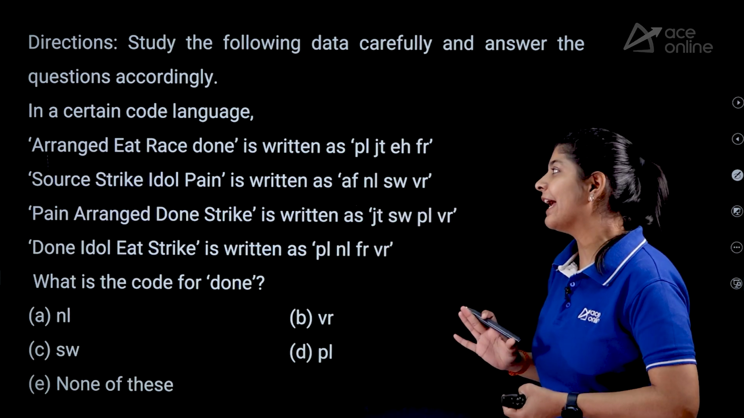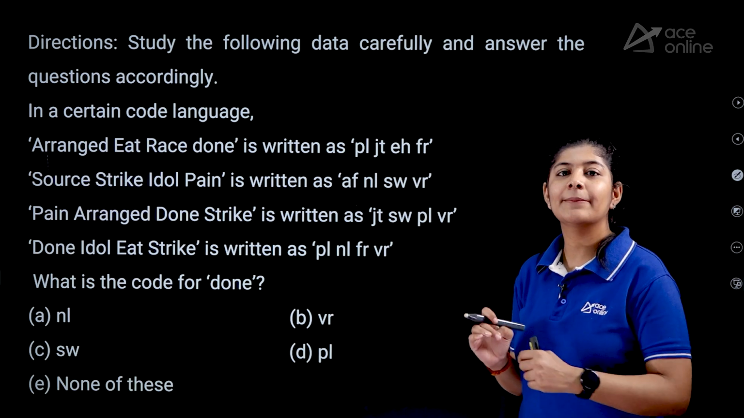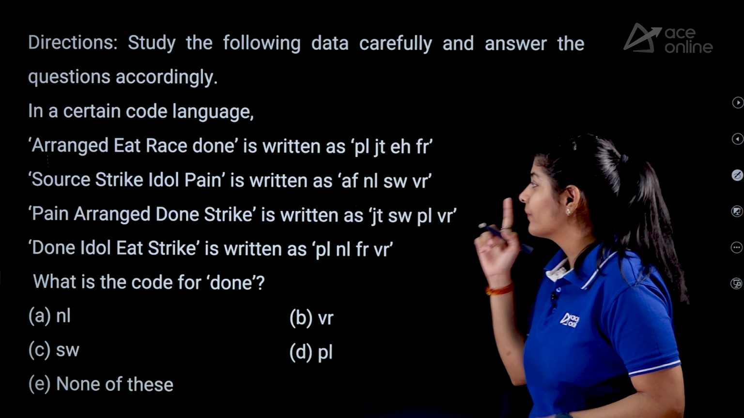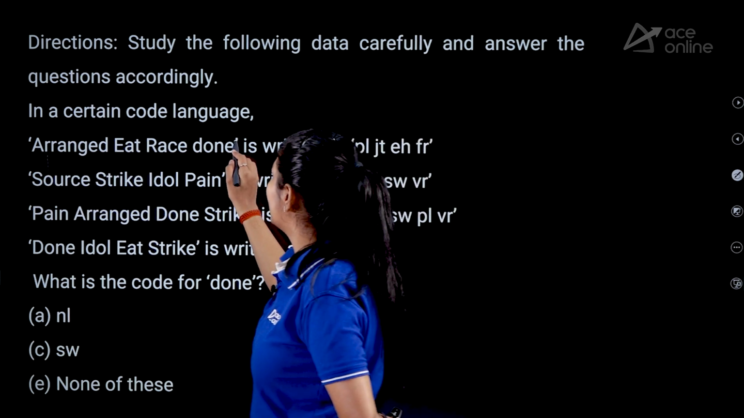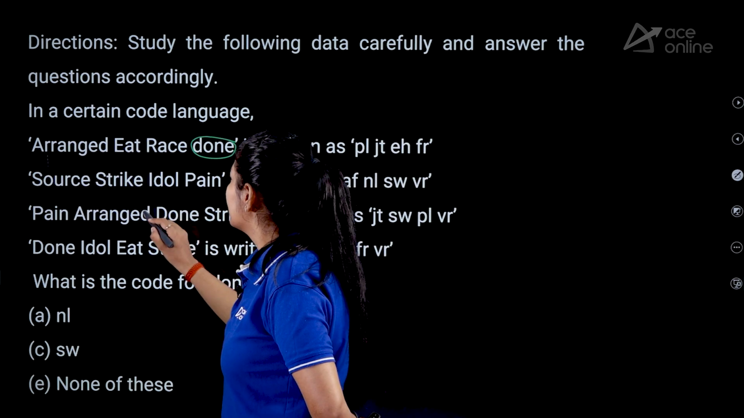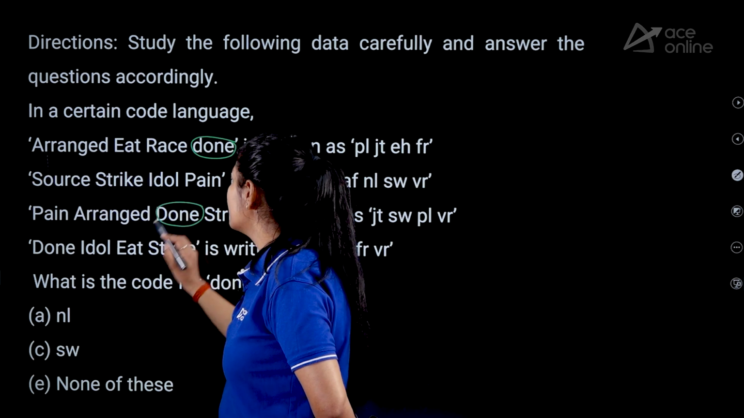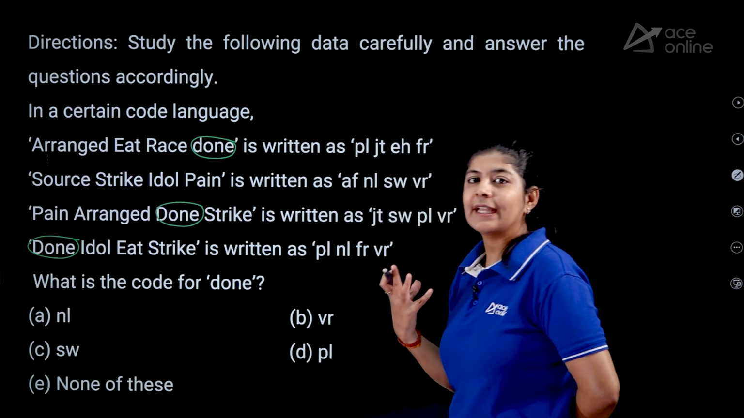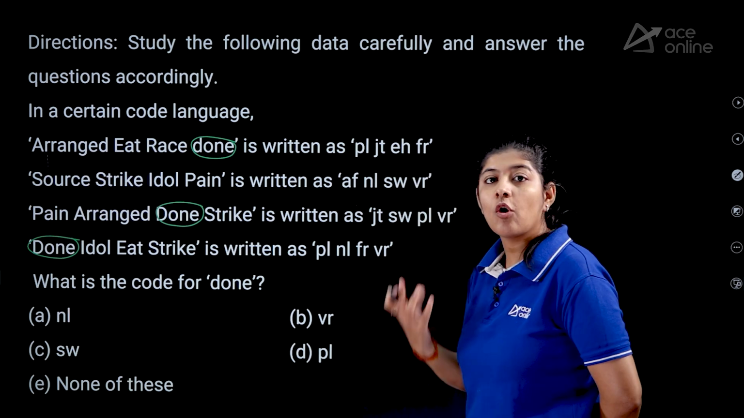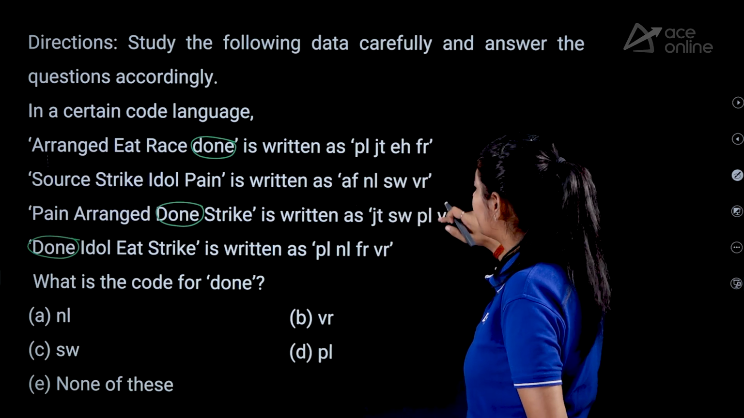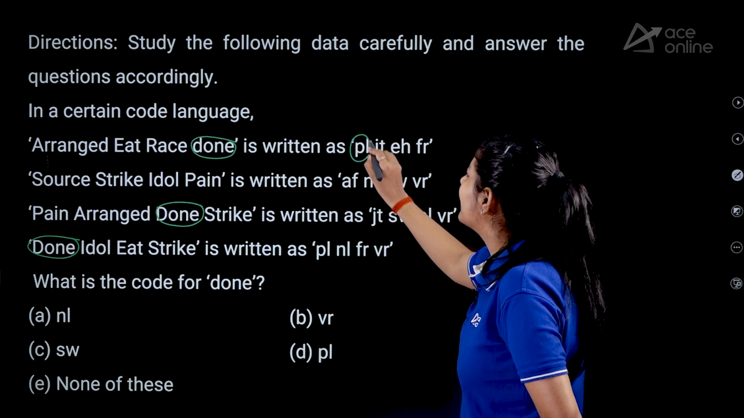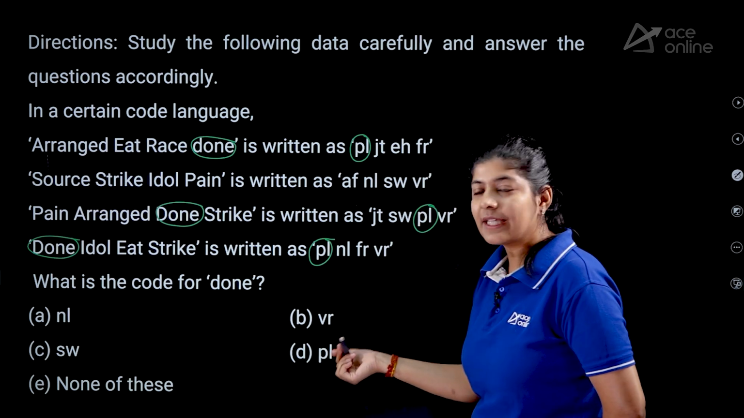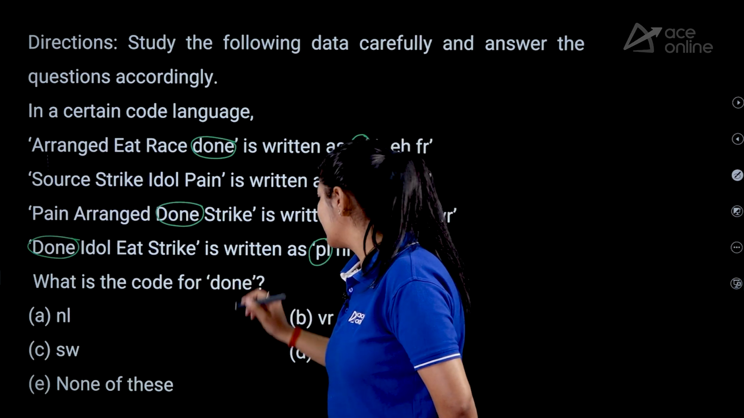So whenever we are having these type of things, just try to determine the most common word that you are having. So here I can see that I am having done in this line, in this line also, and in this line also. So first thing that I need to do is figure out the common code in these three lines. So here I can say that PL is present, PL is present, and PL is present. So I can easily answer that the code for done is what?